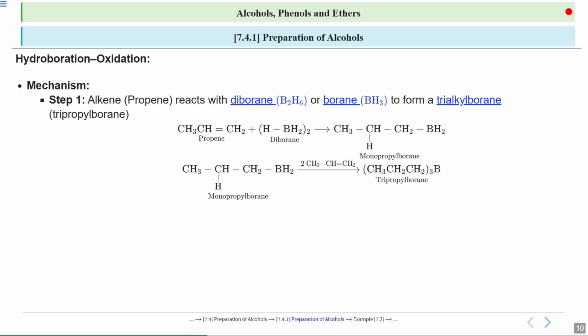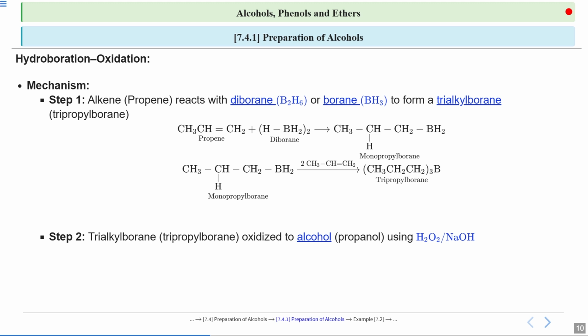So when this reaction happens, you will get a final product, tripropyl borane. So all the hydrogens of borane are attached with all the molecules of propene. Overall you need 3 molecules of propene to react with 1 molecule of diborane, and you will get a final product as tripropyl borane, that is (CH3CH2CH2)3B.